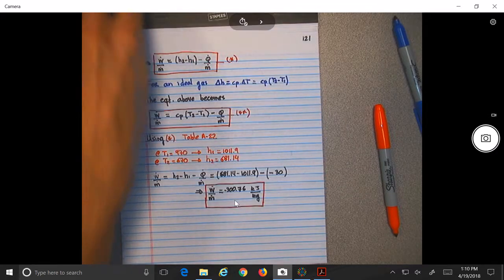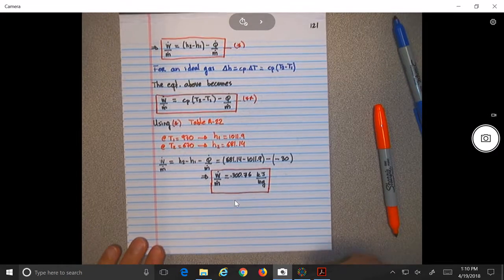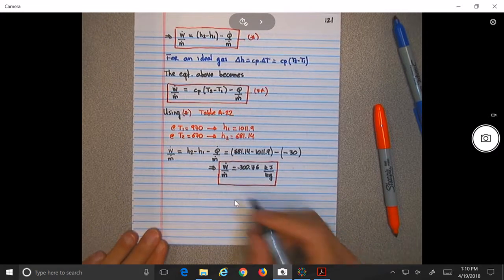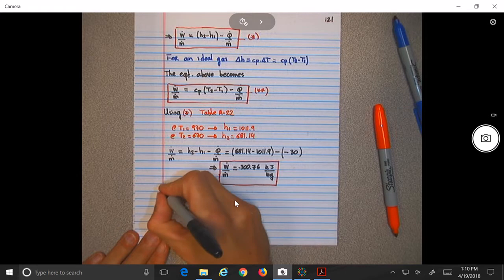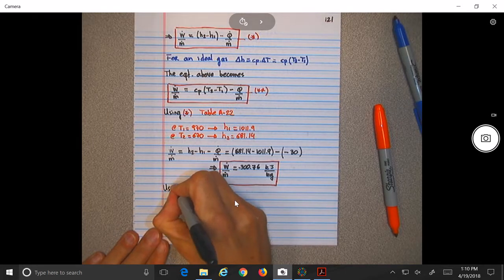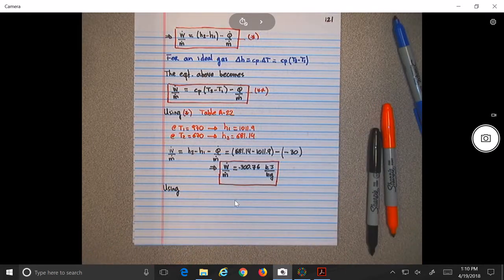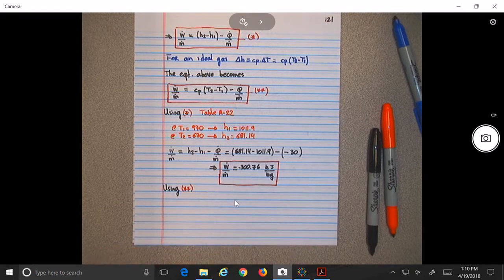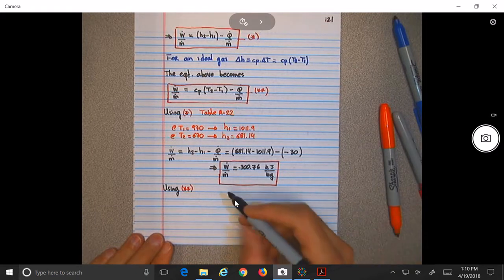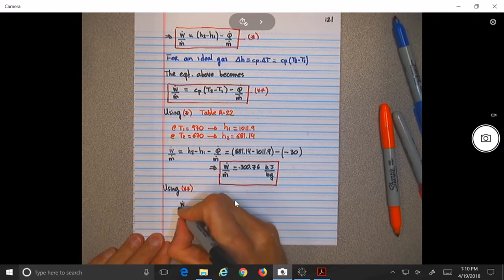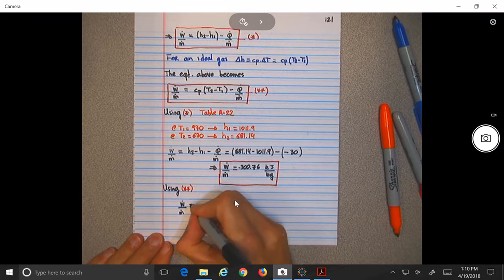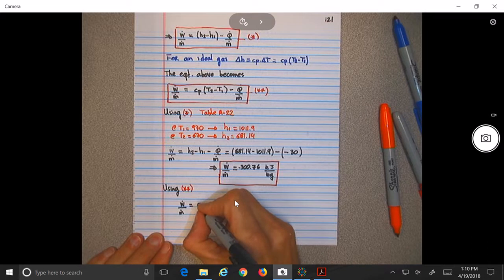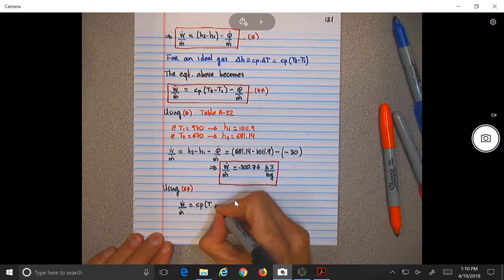Alright, so now we're just going to do exactly the same thing but using the double star equation, which is what? In this problem, obviously, they were not asking you to do both of them, but I'm doing both so that you can fully understand it.